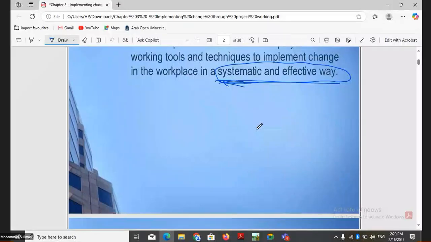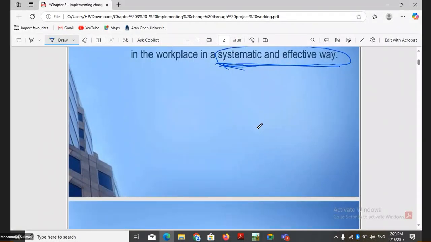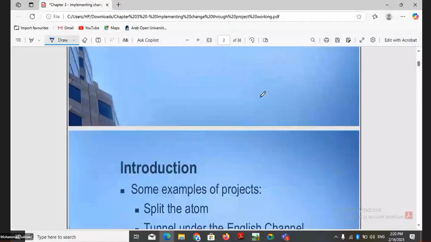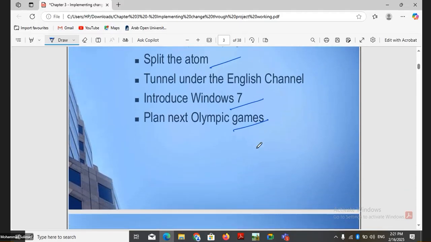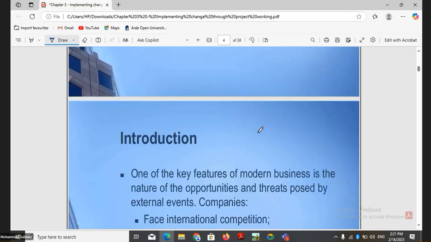So projects can be of different types. For example, split and order is a very small kind of project, introduce Windows 7, or plan for the Olympic Games in a country, or for example, let's say planning for a football World Cup in a country, like we have in KSA, the upcoming football World Cup. For that case, we take it as a project and we implement what are the things we need to do, what are the events, what are the actions we need to do as a project, right?